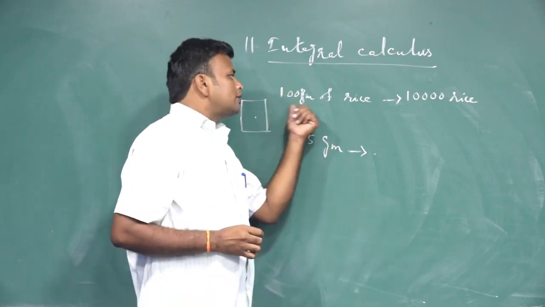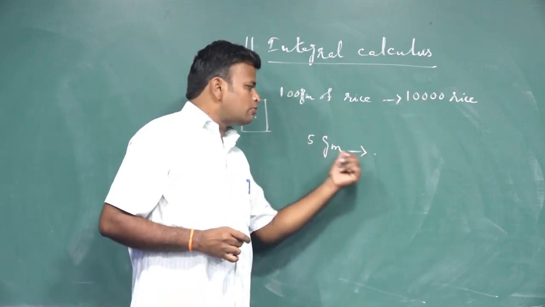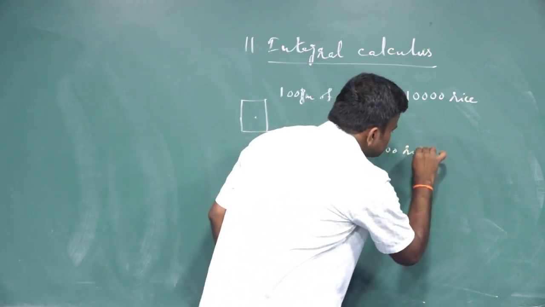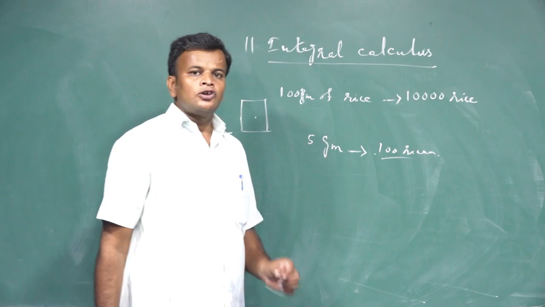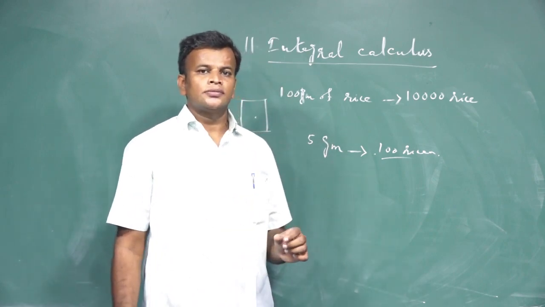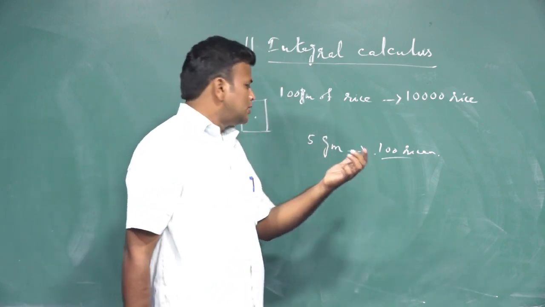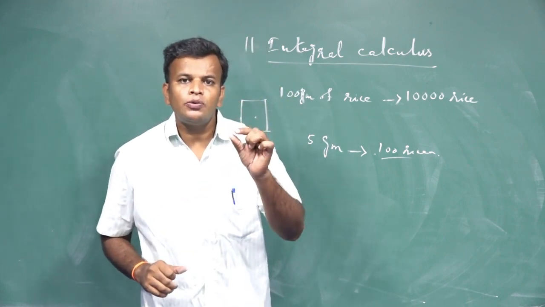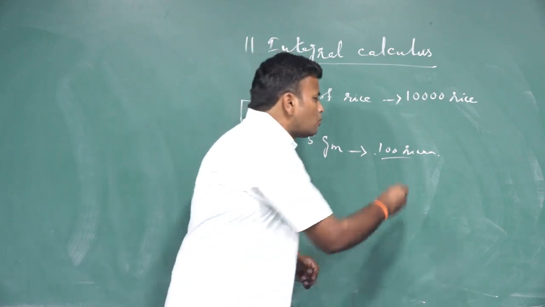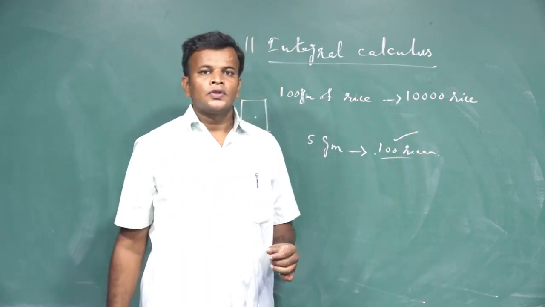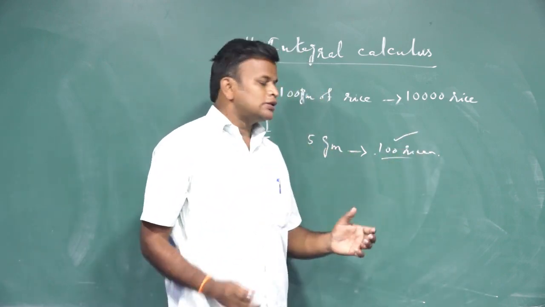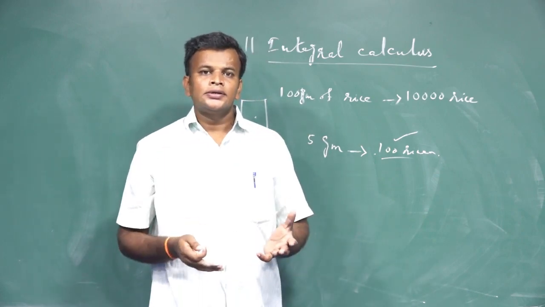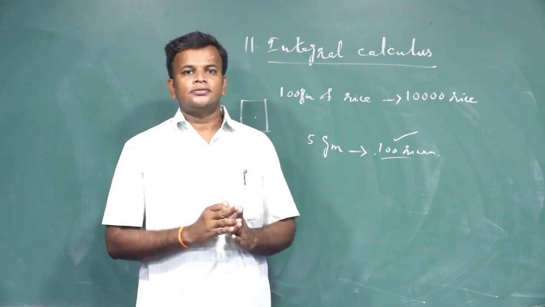Okay, 100 gram of rice is 10,000. Suppose 5 gram of rice is, say, 100 rices only. Suppose you add one more rice, or take one rice away, the 5 gram does not change. So when we integrate anything, it should cause some constant.